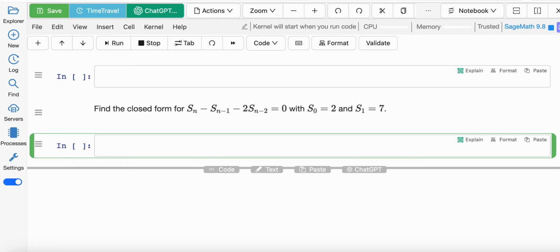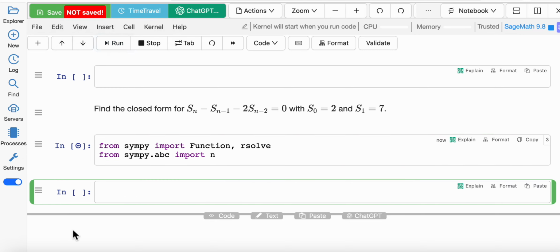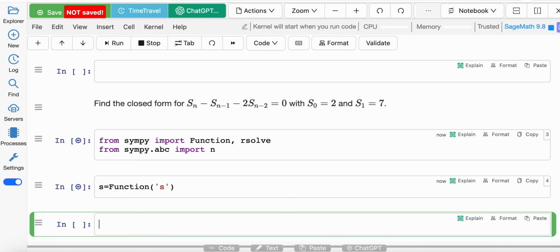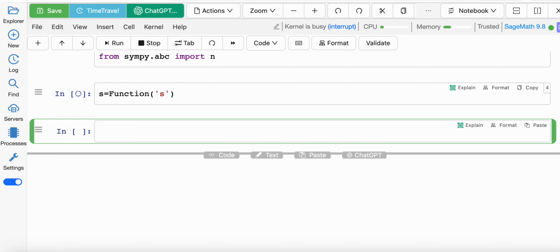Okay, so in order to do that, we are going to start by telling Sage to use SymPy. This will be always the same, just copy that code like it is, we run it, and then we start declaring what we need. So we need a function for this s here, so I declare that this letter s will be function s, run, and then I'm going to write down what the equation is.